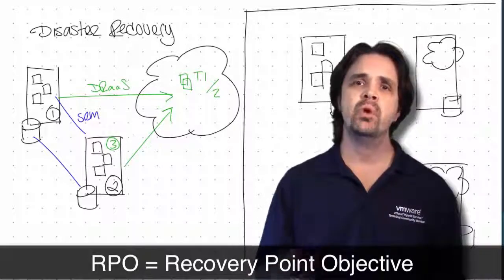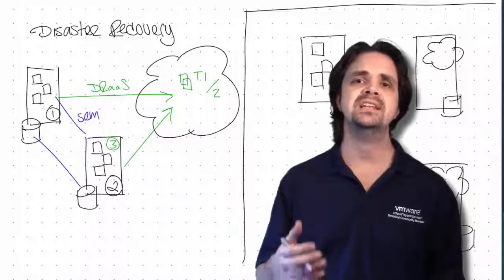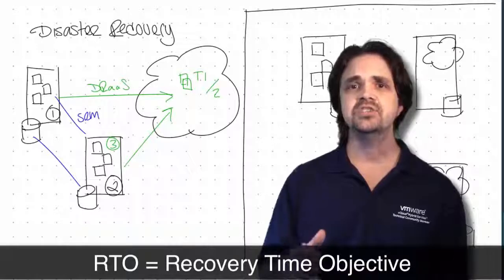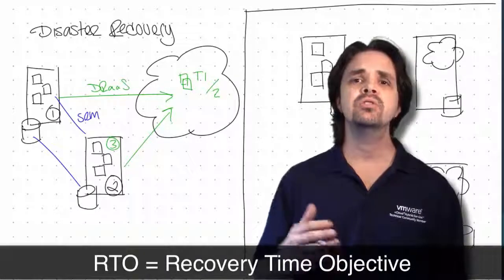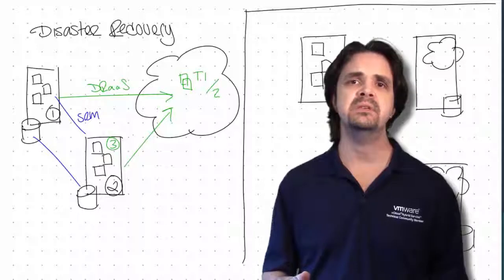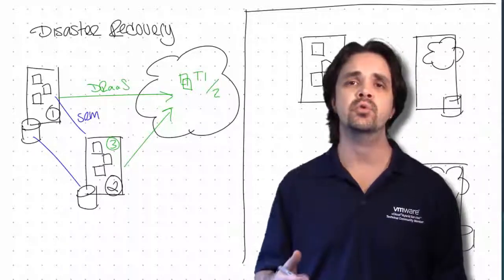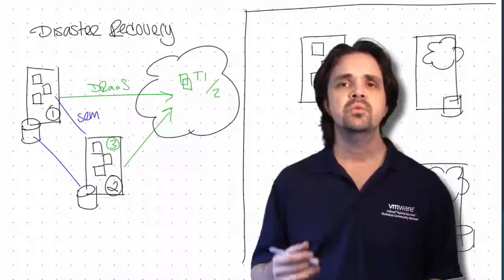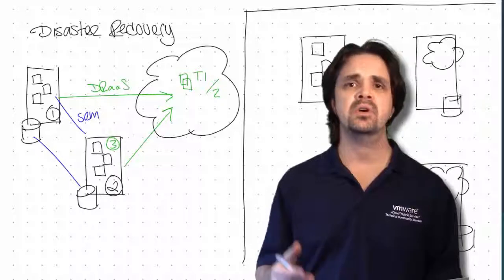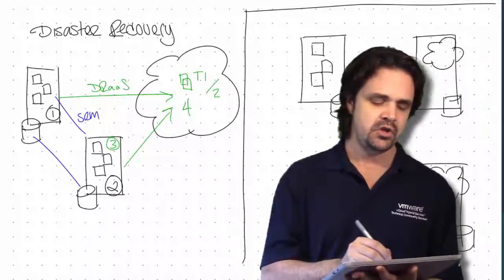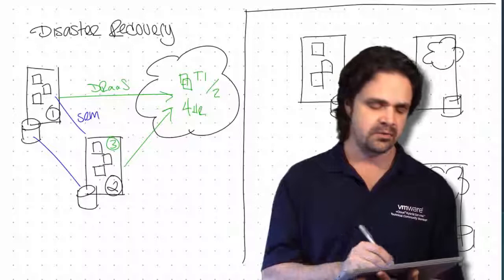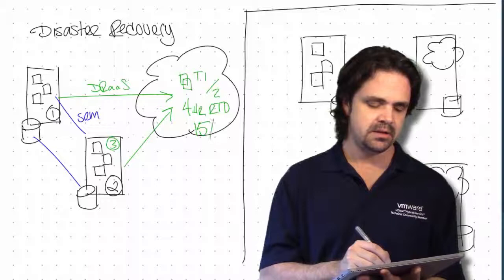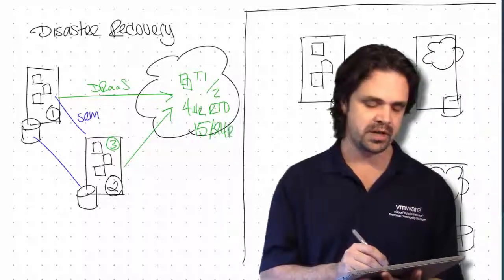RPO stands for Recovery Point Objective, the point in time at which data needs to be restored in order to meet a service level agreement. RTO is your Recovery Time Objective. How long before these resources can be back online? When do they have to be back online in order to meet that service level agreement? With disaster recovery as a service, we have SLAs built into our RTO and RPO. You have a 4-hour RTO and you have a 15-minute to 24-hour recovery point objective.